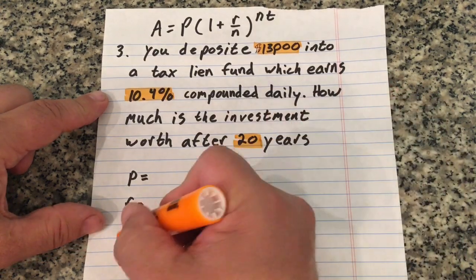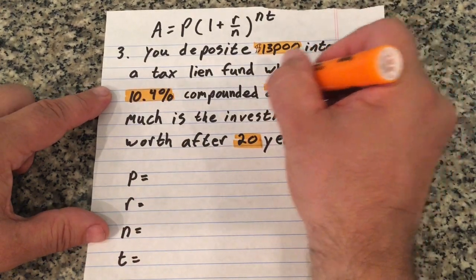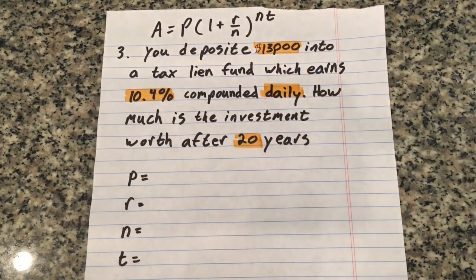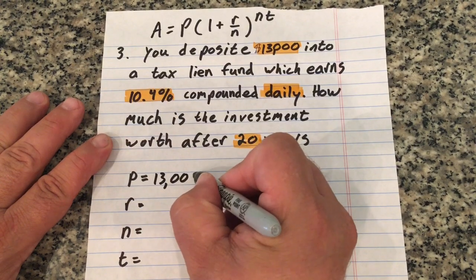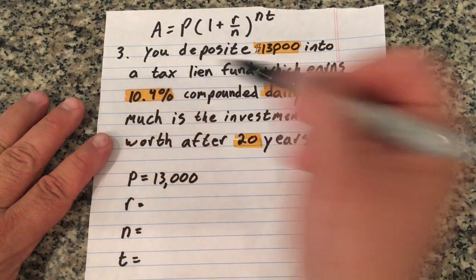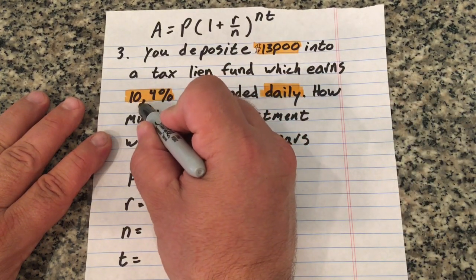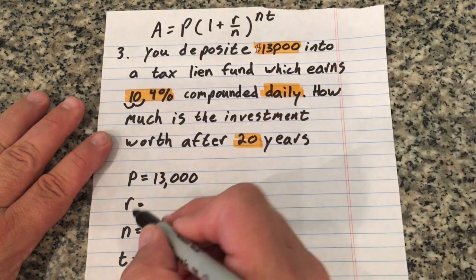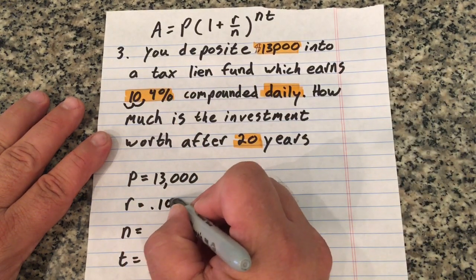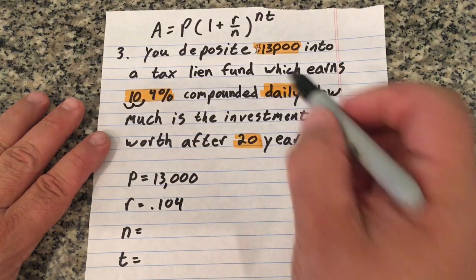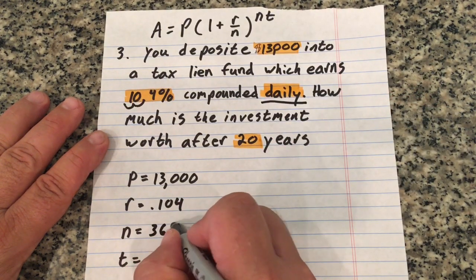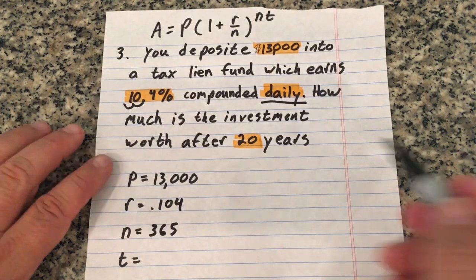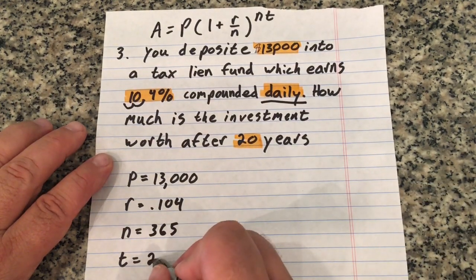I think I'm missing something. Compounded daily. So how many days are in a year? Those are the bits of information that we need. So the 13,000 is my principal. I'm not going to forget that zero on this one. The rate is 10.4%, so I move it over. That's going to be 0.104 as a decimal, compounded daily. In the banking calendar, there are 365 days in a year, and they want it for 20 years.